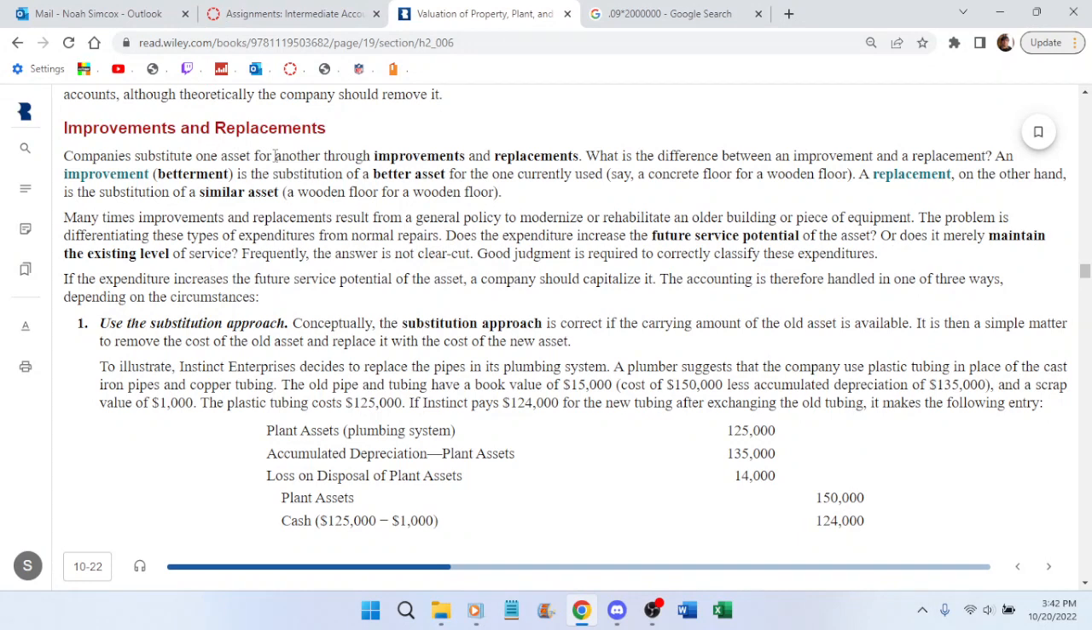There is a difference between an improvement and a replacement. An improvement is you replaced the old one with a better one, and a replacement is you replaced the old one with one that is basically the same as the old one. You betterment it. You substitute a better asset. Replacement, you substitute a similar asset. I mean, that's pretty easy. I was able to figure that out before even reading the sentence.